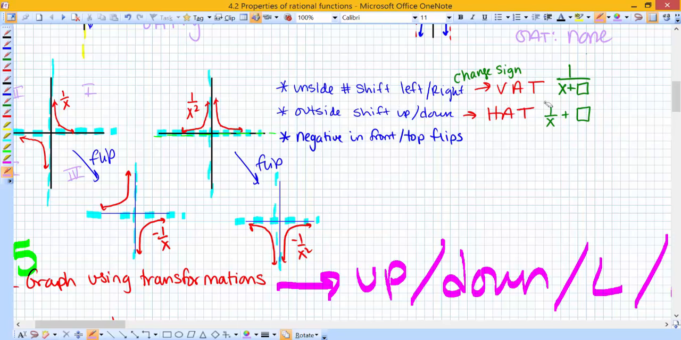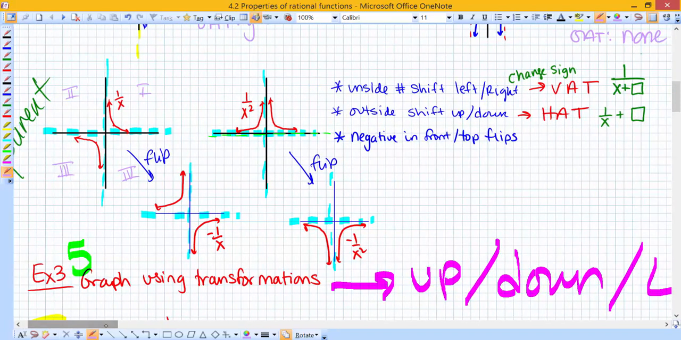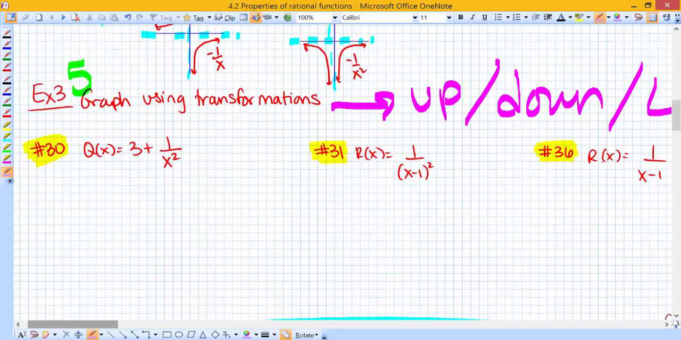If your value is, so we're used to saying, oh, it's outside, in this case it will be by itself, a constant completely by itself. That will move your graph up and down, and with that one, the horizontal asymptote will move with it. And then a negative will flip your graph upside down. So you are going to have a graph that you will have to do with transformations, and that is number 5 on your quiz. So let's go over these 3 that I have here for you.